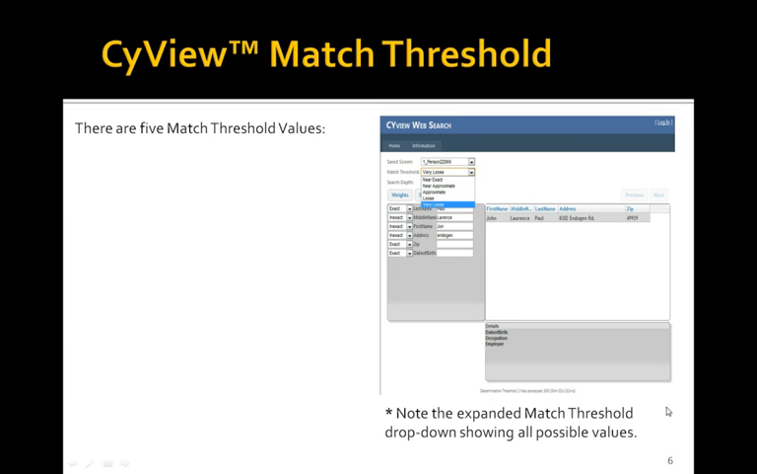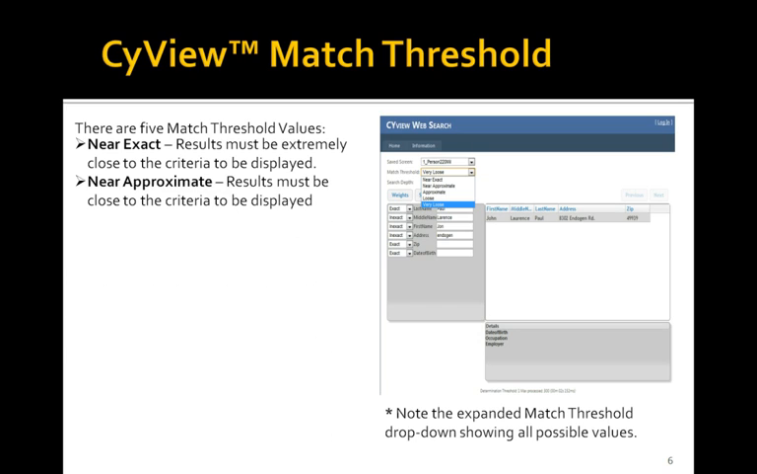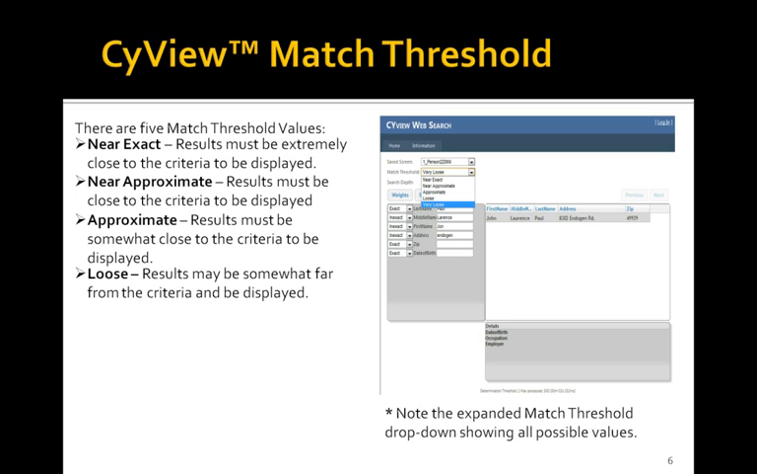CyView comes with the ability to configure how closely the results match the search criteria for them to be displayed. This can be set by the developer at build time or by the user at runtime. Near exact, results must be extremely close to the criteria to be displayed. Near approximate, the results must be close to the criteria to be displayed. Approximate, results must be somewhat close to the criteria to be displayed. Loose, results may be somewhat far from the criteria and be displayed. Very loose, results may be very far from the criteria and be displayed.